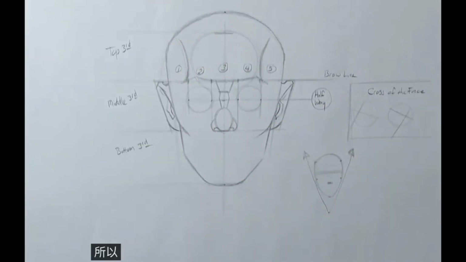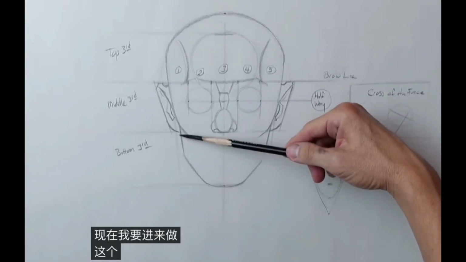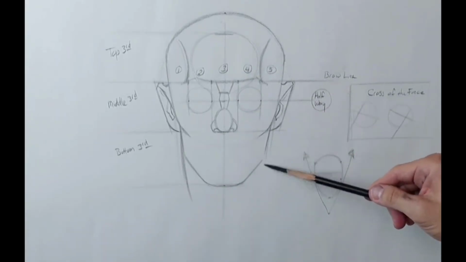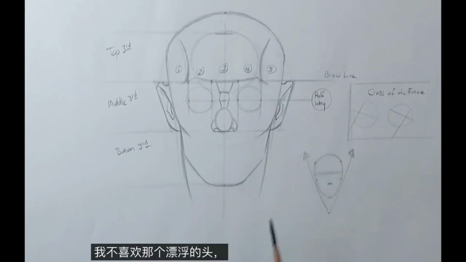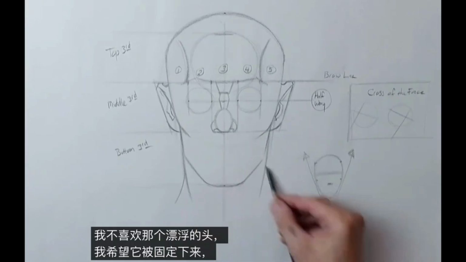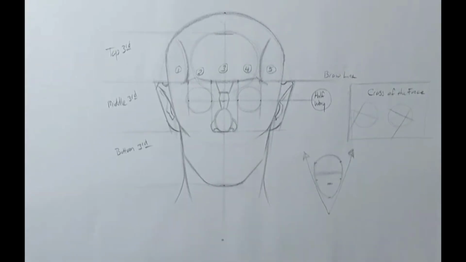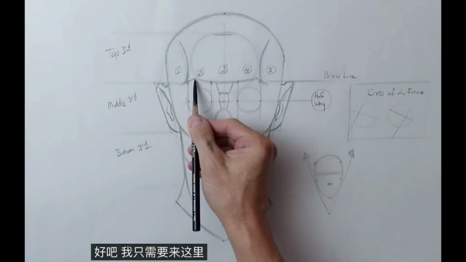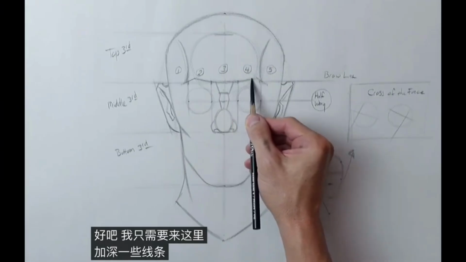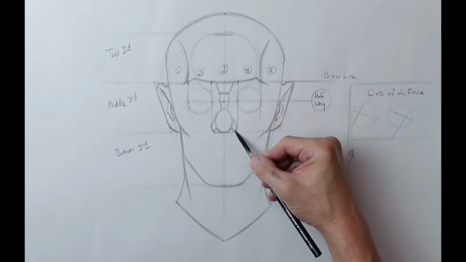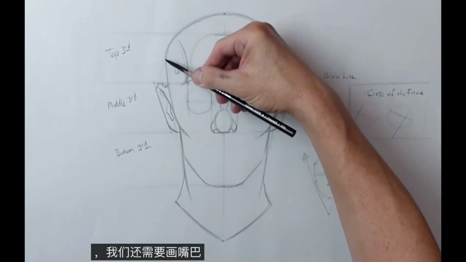So there you go. And now I'm just going to come in and do this neck rhythm. I don't like that floating head. I want it to be anchored down. All right, let me just come in here and darken up some of these lines. And we still have to place in the mouth.